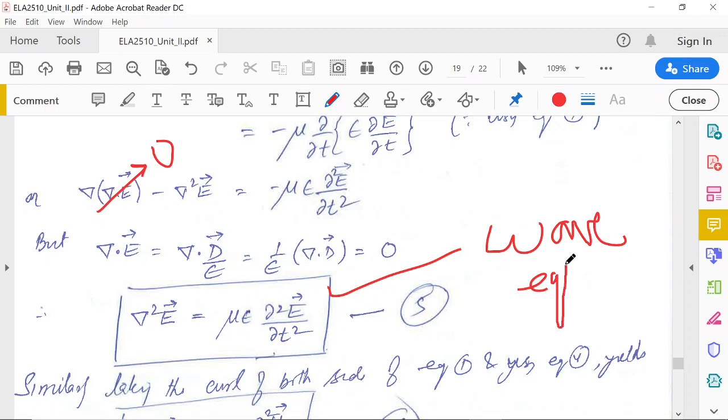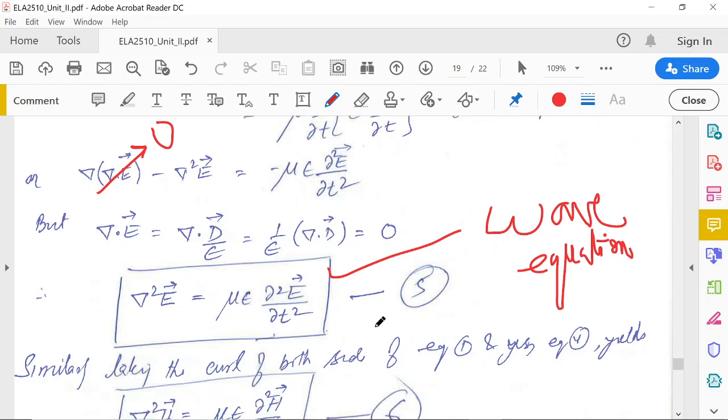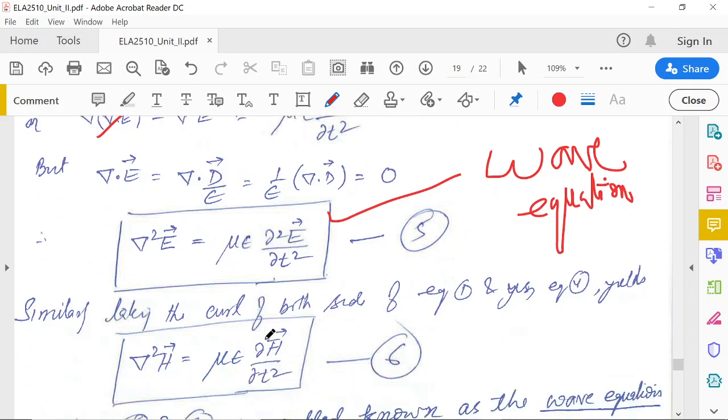We have already obtained this type of equation for time varying potentials. So a similar equation is there. We are calling this a wave equation, and this is a differential equation in space as well as time. The solution of this will give you the expression of E.